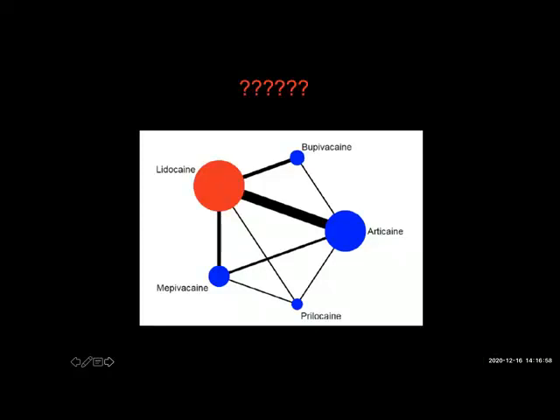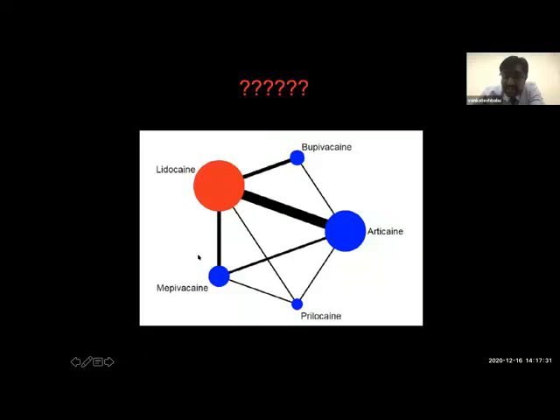According to the graph, I found that lidocaine and articaine are the most important anesthetic agents that have been used up to now for comparison. While the other anesthetic agents like bupivacaine, prilocaine and mepivacaine have been less investigated, they are connected here to each other, so they have been compared with one another. But I do not know the meaning of lidocaine being red. Okay, your interpretation is correct.